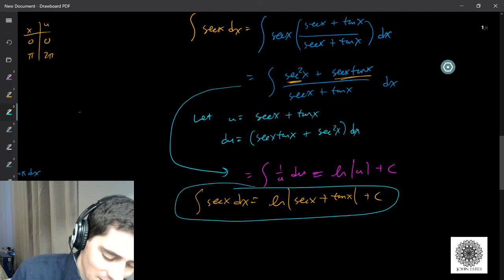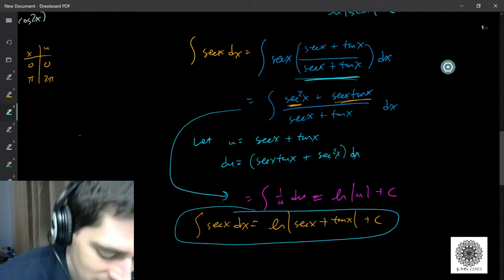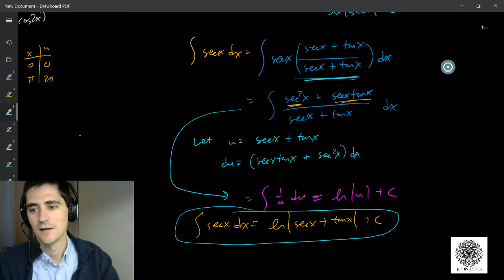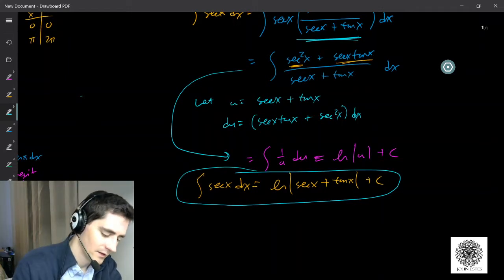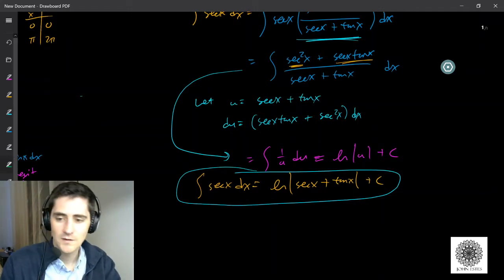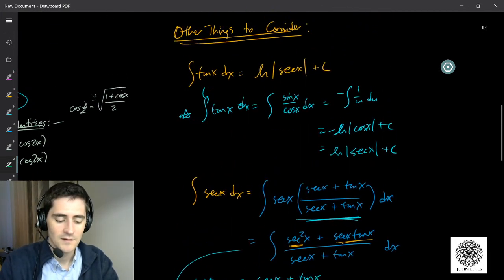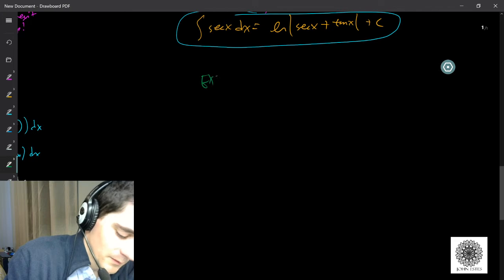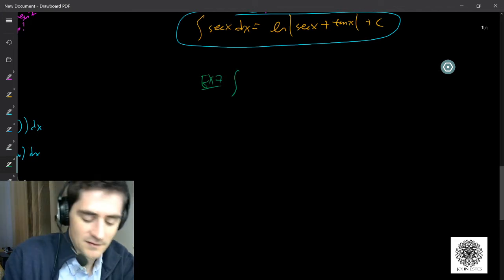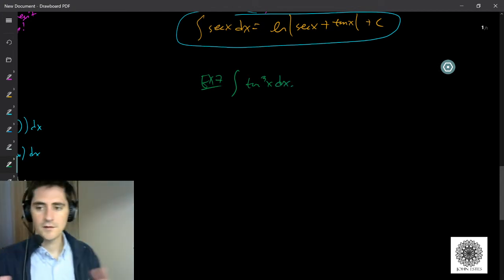And how did they get that? Through this very clever technique of multiplying by secant x plus tangent x over secant x plus tangent x. That's a really cool thing. That'd be a cool trick to keep in mind. All right. So what this will allow us to do then is worry about the cases between these two things. What happens if we have an odd power? For example, if I'm integrating something like tangent cubed x dx, how on earth can I do that?